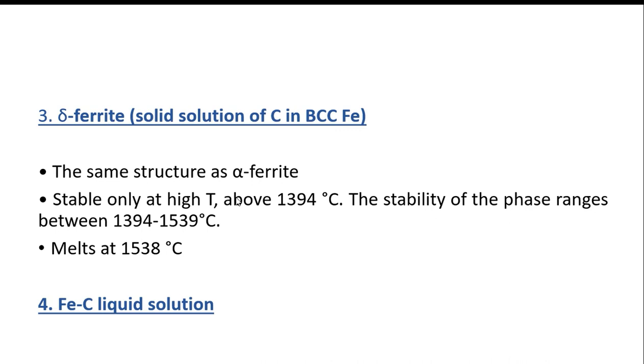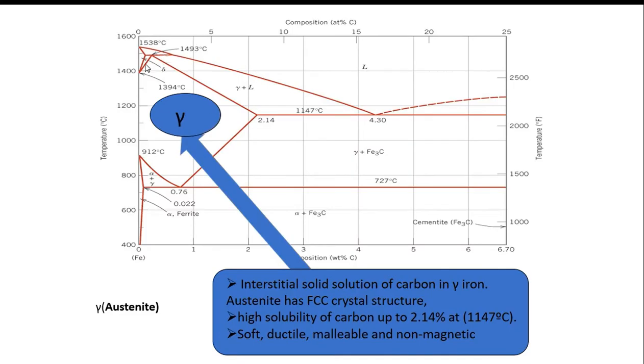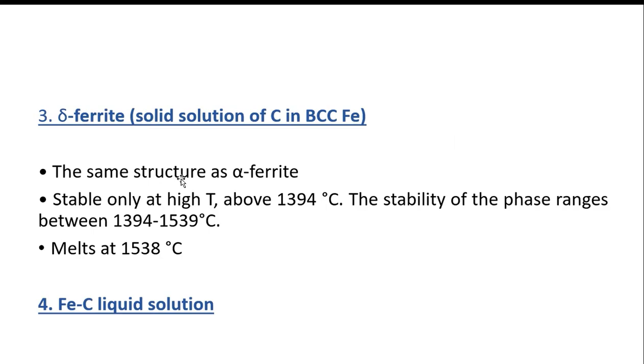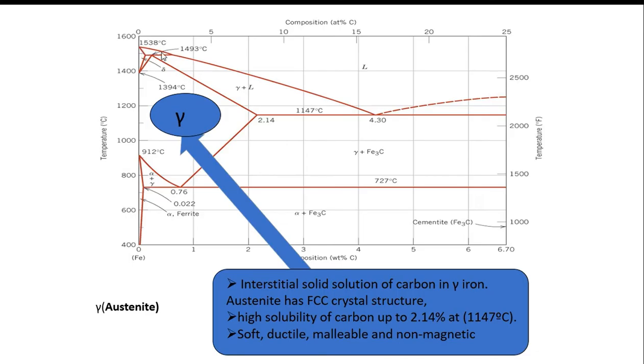Solid solution in BCC, the same structure as alpha ferrite. Alpha, delta, the name changes due to the phase, that cooling curve change. Starting point I already mentioned. It is stable only at high temperature above 1904 degrees, above this one. You can see delta form. This is the delta. It melts at 1538, this level. So after this level you can see it will melt.